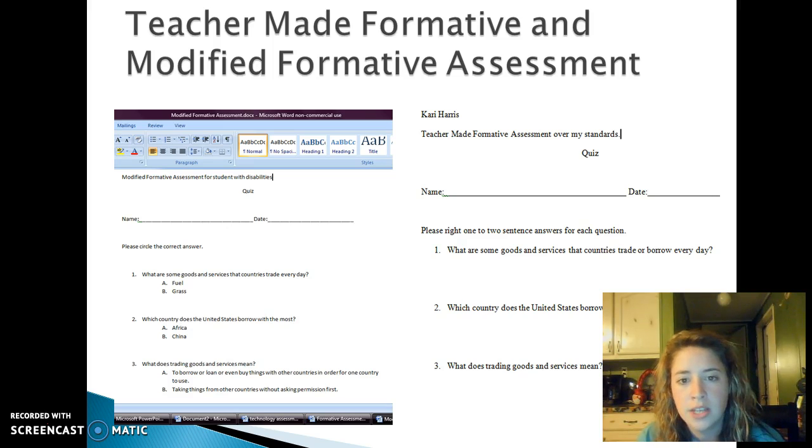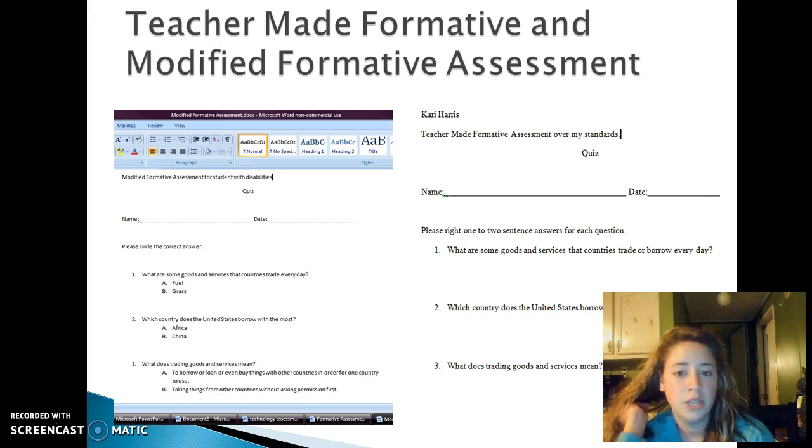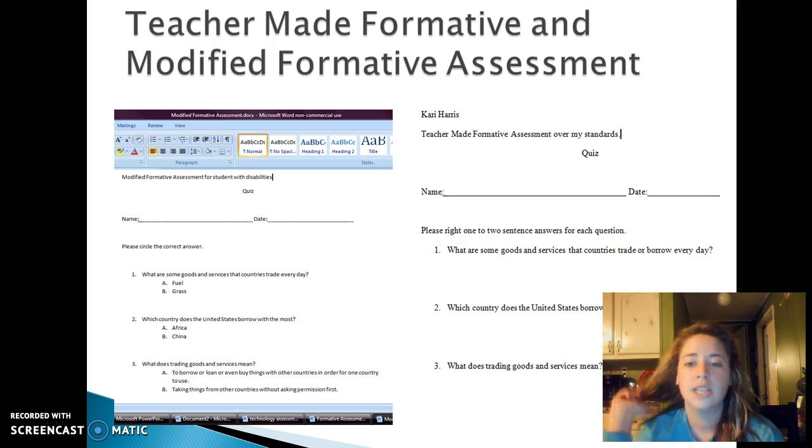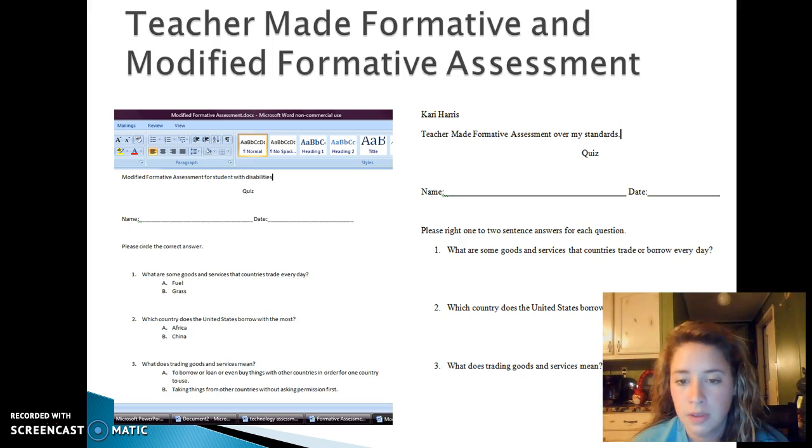Whereas on the teacher-made formative assessment over my standards, which both of these are over my standards, the one on the right says please write 1 or 2 sentence answers for each question, and it's basically just short answers is what it is.